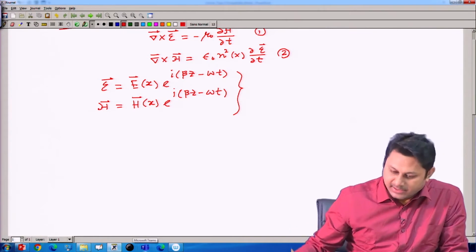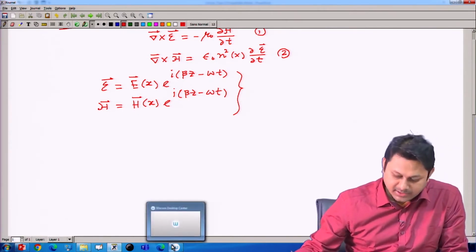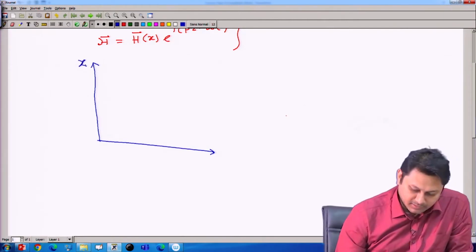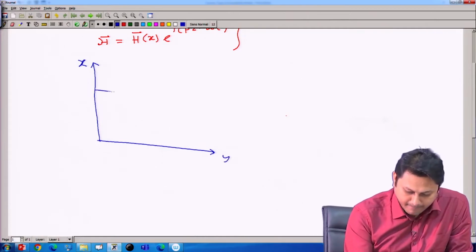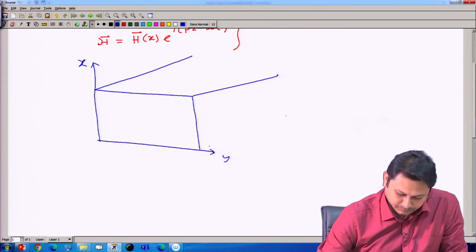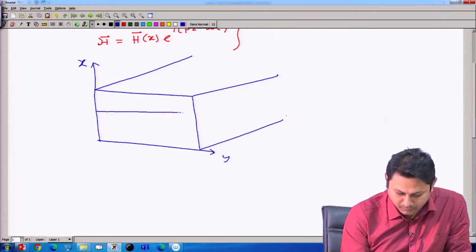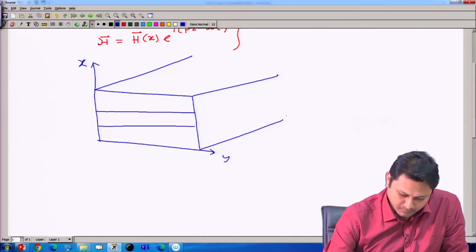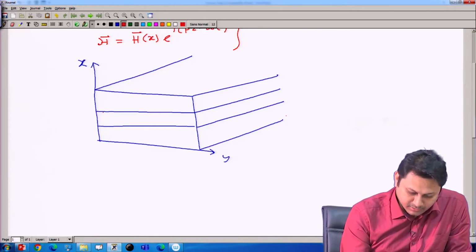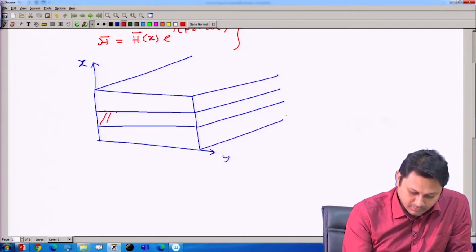Now, the waveguide geometry I loosely described in the last class, because in our case the waveguide distribution is something like this. So, let me draw it once again. Along this direction we have x, this is y, so the refractive index variation is like here.